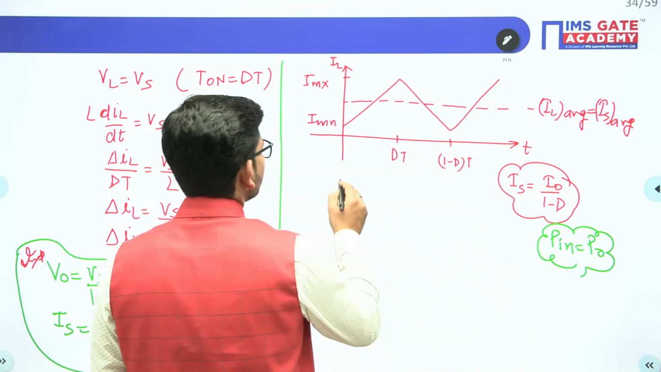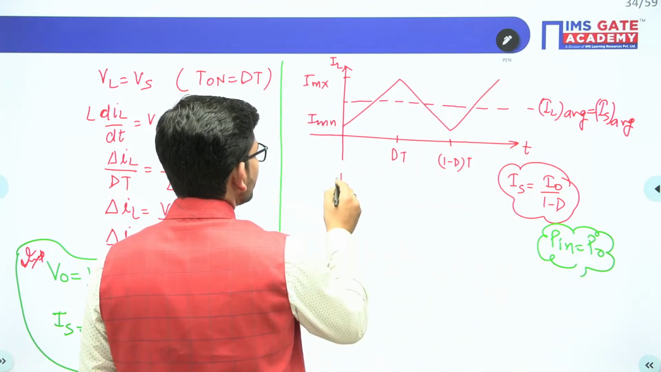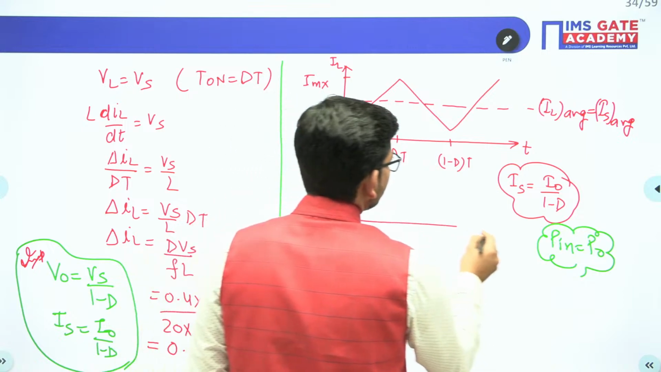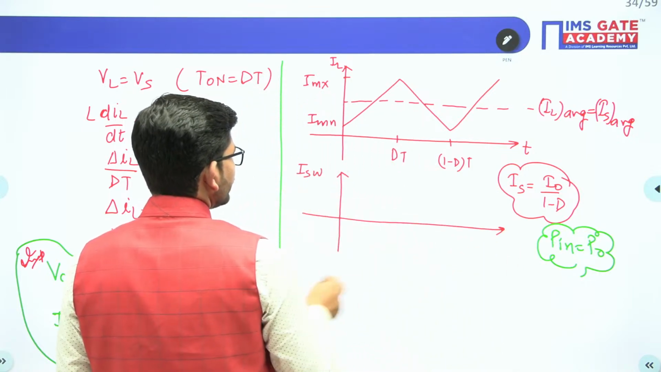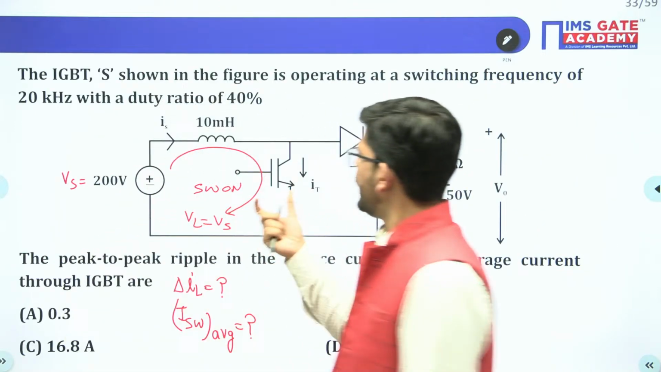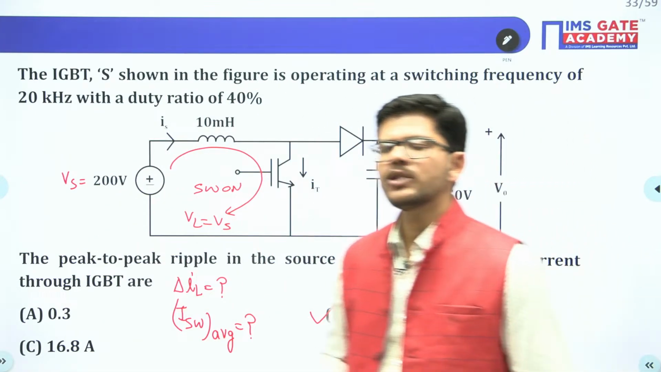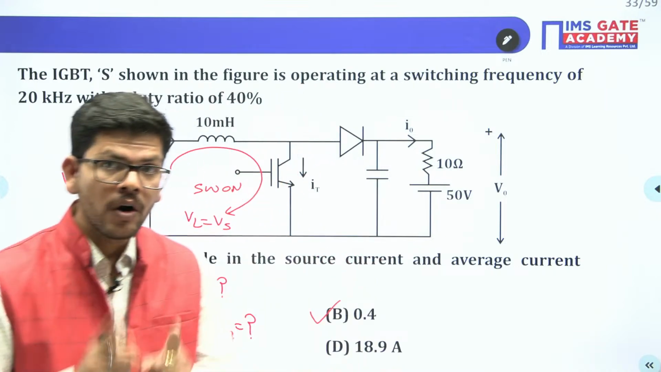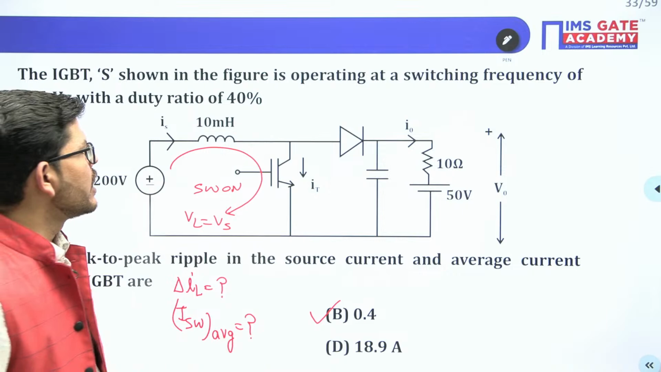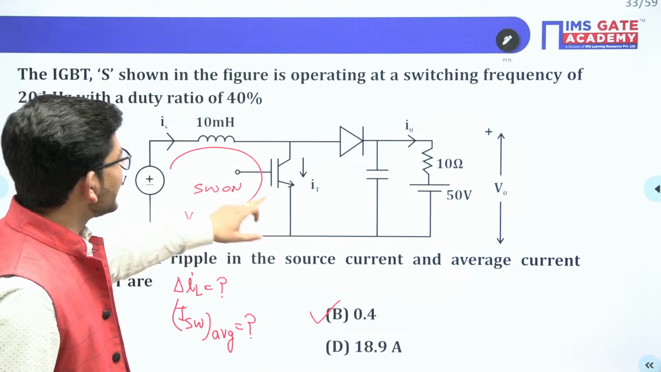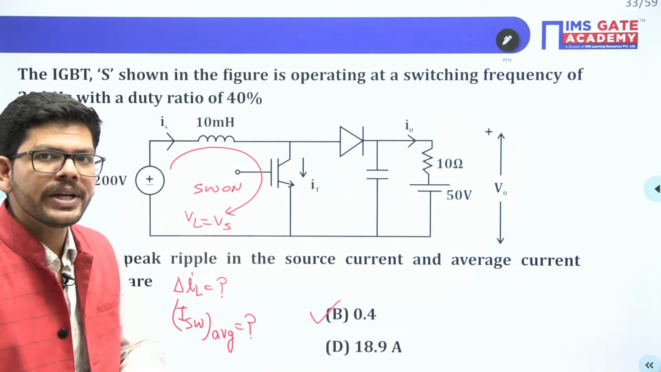Okay. But this is not what we have to calculate, we have to calculate something else, and that is the switch current. Okay. So can you tell me, when does our switch carry current? The switch carries current when it is on and it is carrying the same inductor current, isn't it? The switch will carry the same inductor current during the on period.